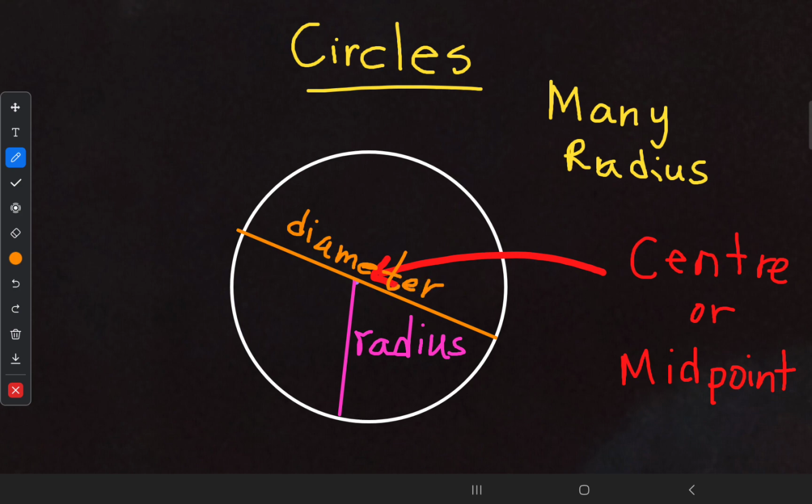These are the fundamental things you should know about circles. First one is center or midpoint. Then center to circle, when we draw a straight line, that is our radius. Then from the circle through the midpoint to the other side of the circle, that one is called a diameter.